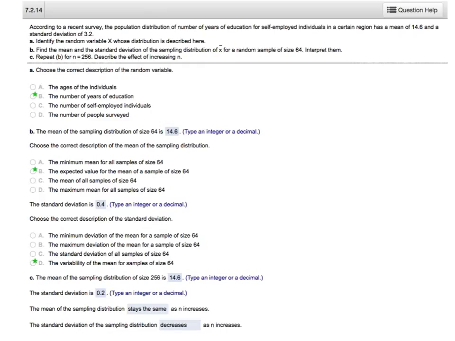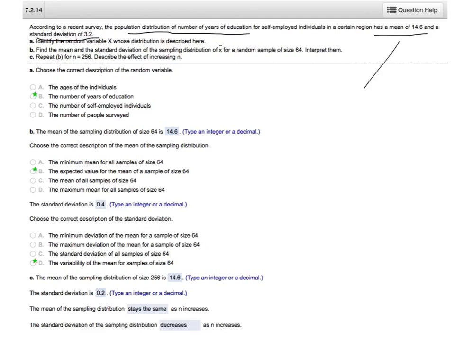Here are the solutions to one of the problems from section 7.2. Here we're being asked about the X-bar distribution, the distribution of the sample means when we're pulling stuff from a population that has some given information about it. So we have that the population distribution for the number of years of education has a mean of 14.6 and a standard deviation of 3.2.